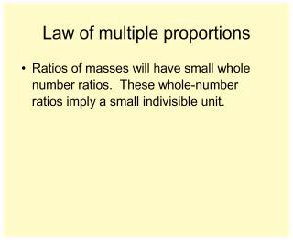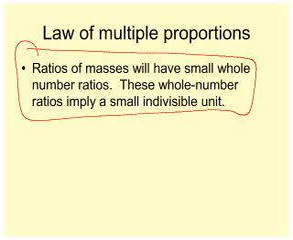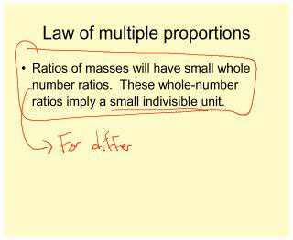Then we have the law of multiple proportions. Sounds like the same thing. Oh, this is the same thing. This is the definition I told you to know. Ratio of masses will have small whole number ratio. These whole number ratios imply a small indivisible unit. Small indivisible unit is the atom. Ratios of mass have small whole number ratios. This is what I forgot to put in here: 4 different compound types.